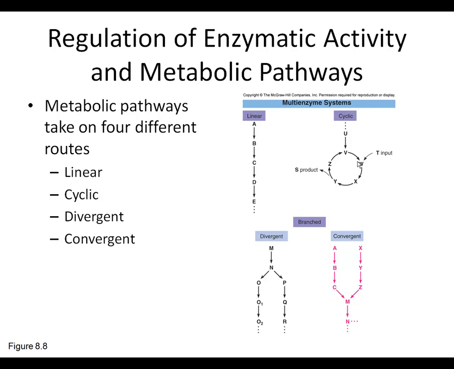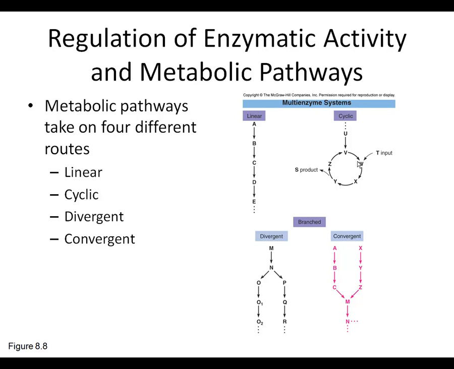If you look at the enzymatic pathways, there are 4 different routes that these can take. They can be linear, where you have A to B to C to D and so on, or they can be cyclic, like the Krebs cycle. The Krebs cycle is a cyclic reaction. You start with a particular molecule and you end in the same place. You may have products that leave the cycle. You may have products enter the cycle, but it's still very cyclic.